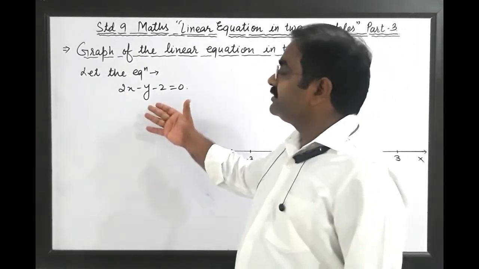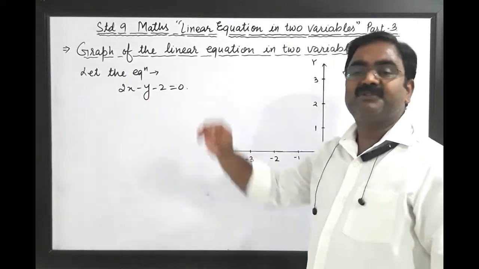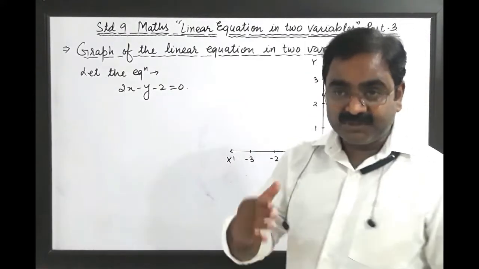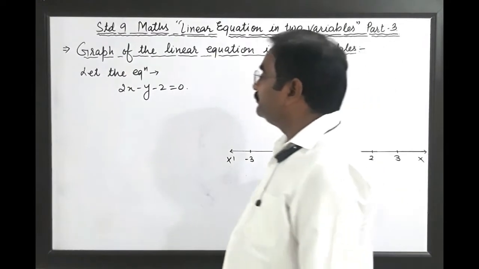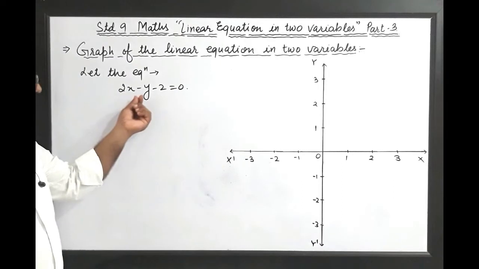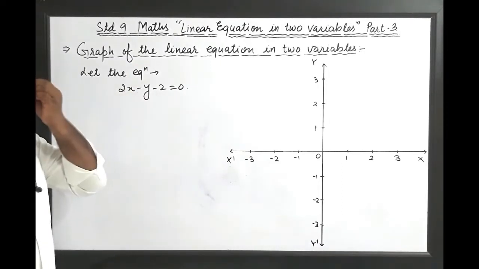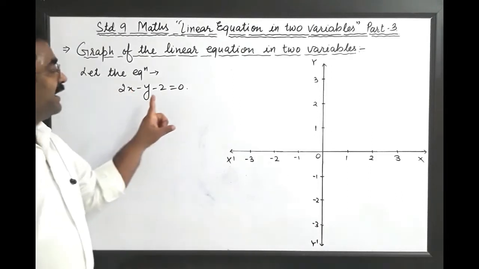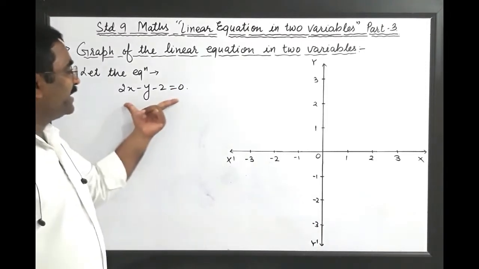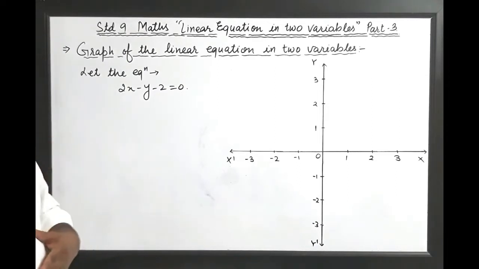As you know that the standard form of linear equation in two variables is ax plus by plus c equals to 0. After comparing the coefficients of x and coefficient of y and the constant term, here the coefficient of x is 2, means the value of a is 2, coefficient of y is minus 1, therefore the value of b is minus 1, and the constant term c is equal to minus 2, when you compare this equation with the standard form or general form of linear equation in two variables.